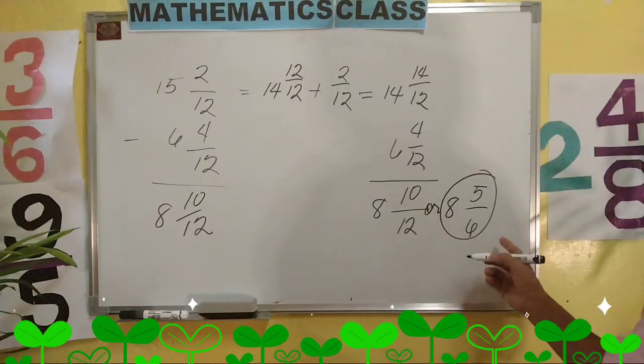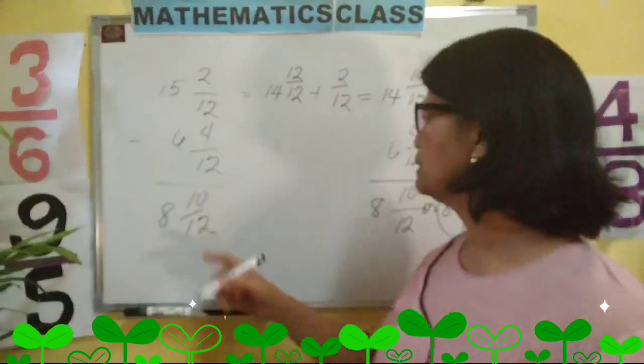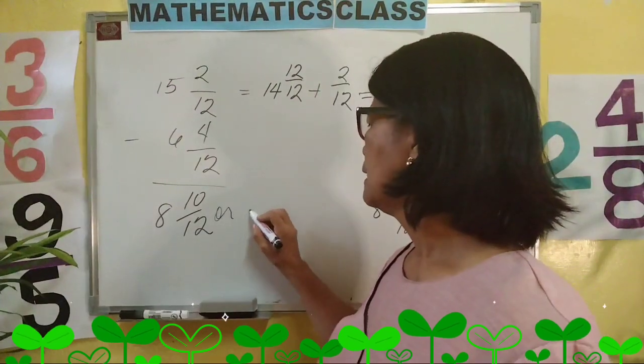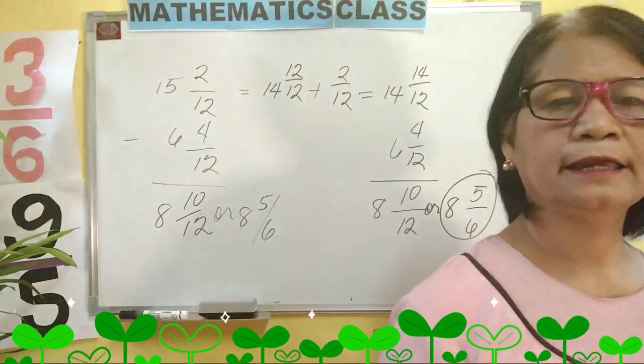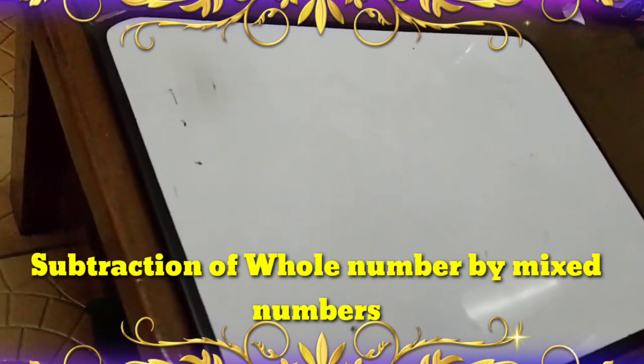So 8 and 5/6 is the answer for 15 and 2/12 minus 6 and 4/12 equals 8 and 5/6. Okay? How about subtraction of whole numbers by mixed numbers?